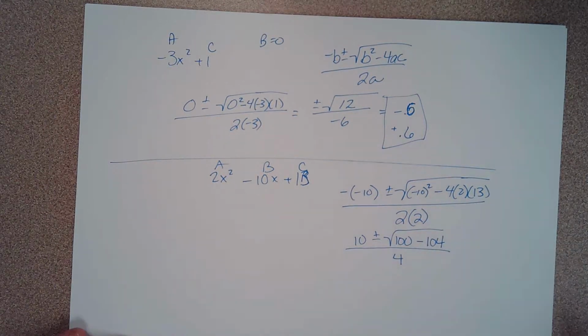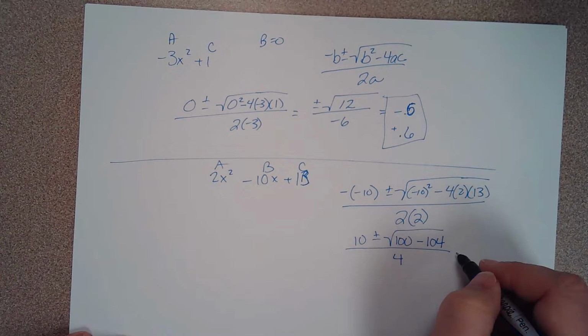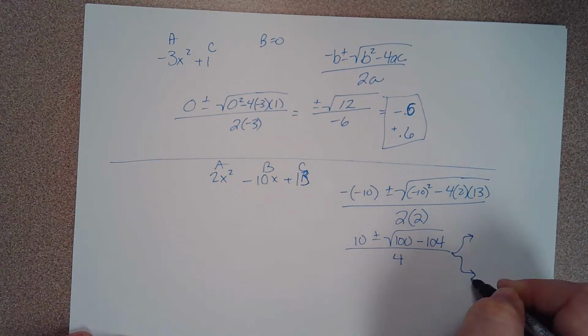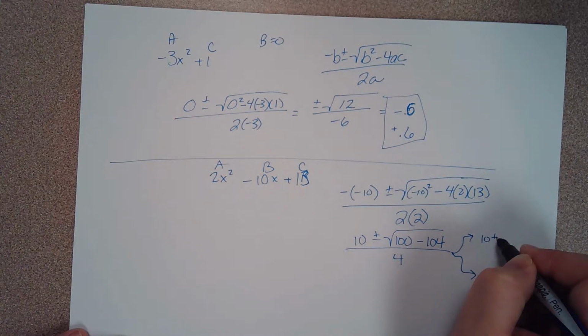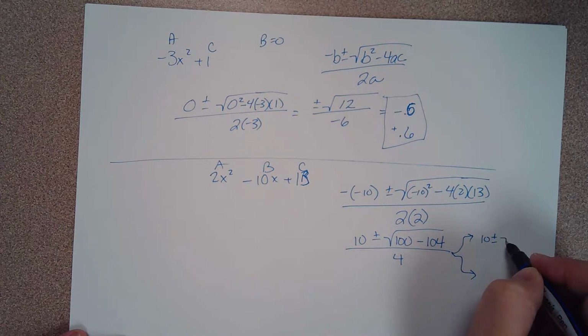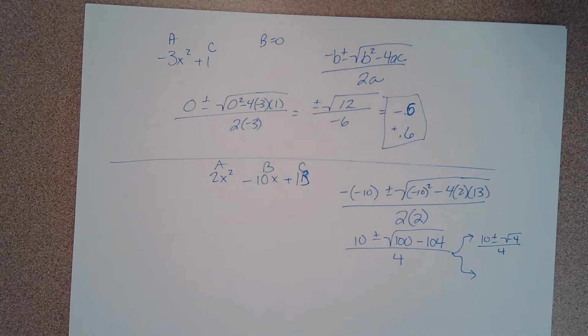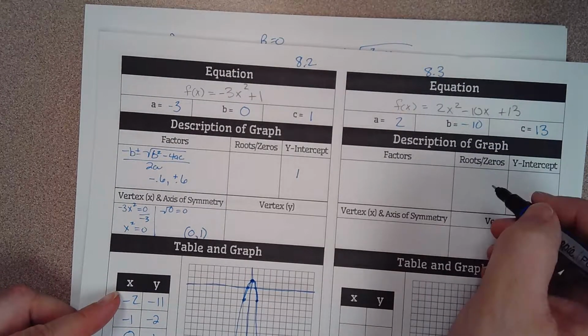So here's where we get into a dilemma. Sometimes it's not possible for you to have something that works. In this particular one, it's going to be 10 plus or minus the square root of negative 4, over 4. The problem we have here is that you can't have a negative under the radical. What this means is I hover above the x-intercept. Whenever this right here is negative, it is not going to touch the x-axis. That means I have no real factors. So I have none.